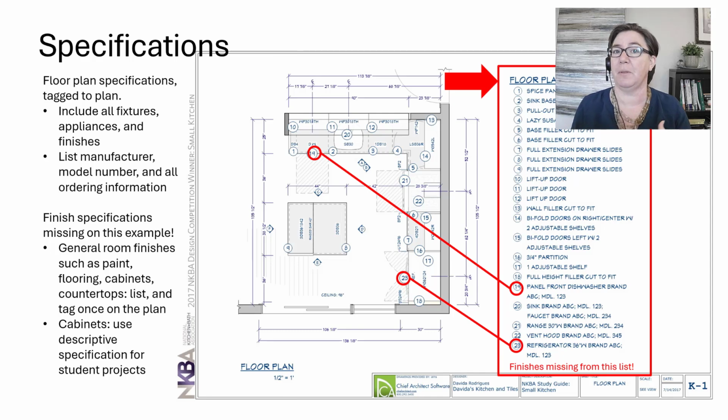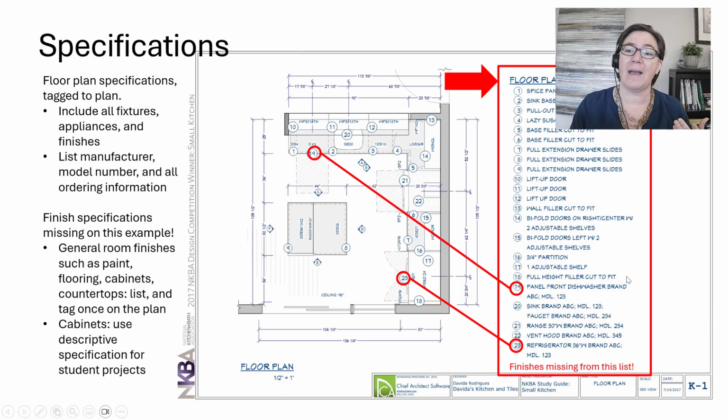Don't forget, for example, the paints, different types of paints, what's on your ceiling, what's on your floors. Make sure you hit all of these. Notice that in this example, the finishes are completely missing. They did not attempt to include any finish specifications. All right, but they should be in there.